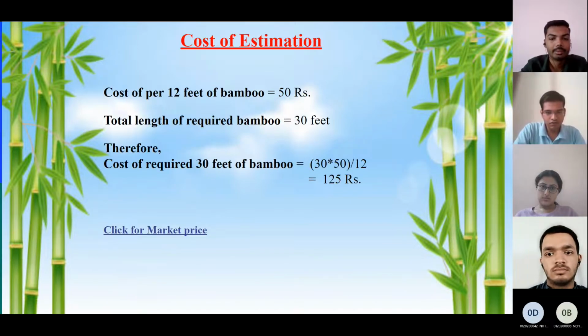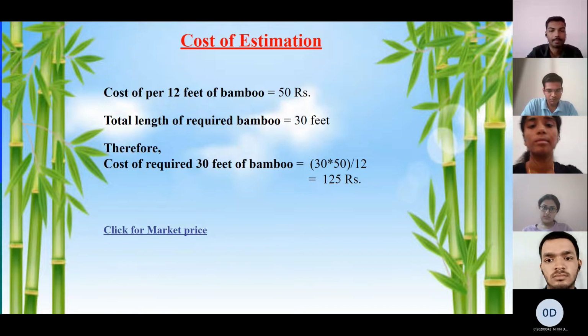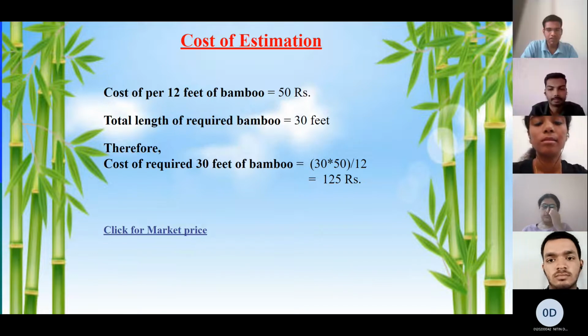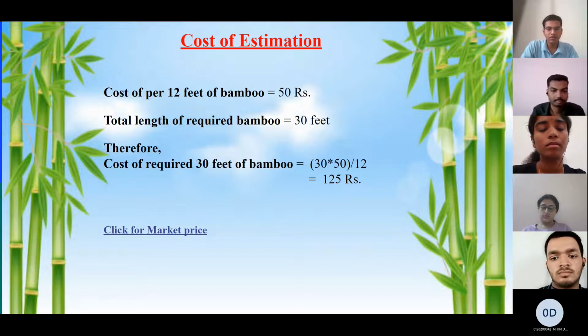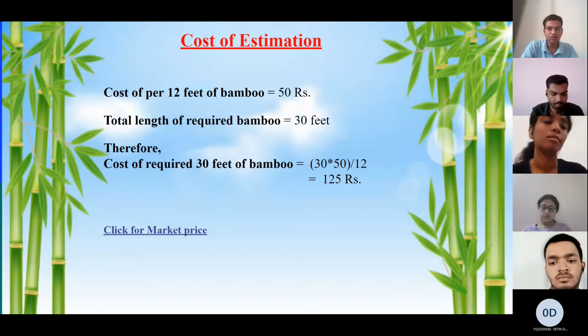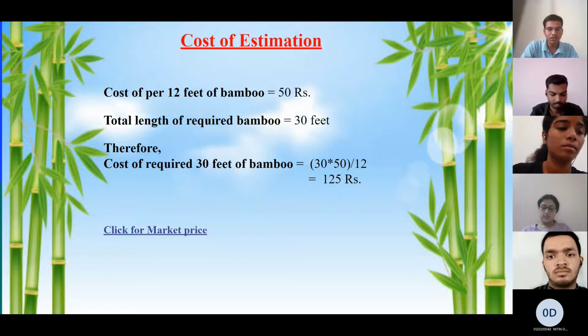So here I would like to ask Amit to please continue from here. Yes, thank you, Vivek. So now we will see the cost estimation. In the market, we get 12 feet of bamboo for 50 rupees. So the price for 1 foot of bamboo is 50 by 12, and the total length required for making this product is 30 feet. Therefore, the total cost is 30 into 50 by 12, which is 125 rupees. Here is the link given so that you can check the price for bamboo in the market.